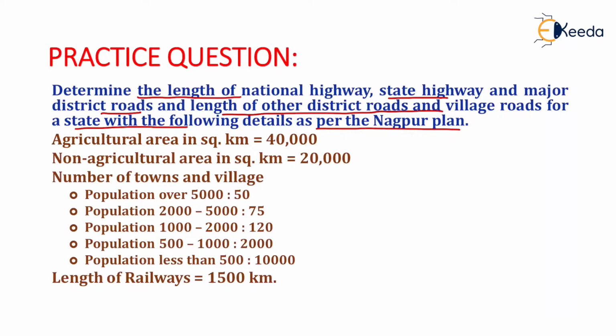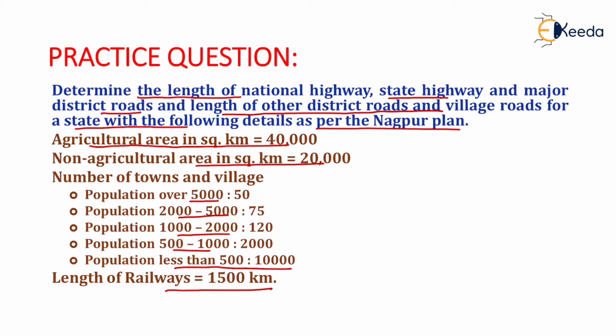The details are given as: agricultural area is 40,000 square kilometer, non-agricultural area is 20,000 square kilometer, number of towns and villages having population over 5,000 is 50, having population between 2,000 to 5,000 is 75, having population between 1000 to 2000 is 120, population between 500 to 1000 is 2000, and number of towns and villages having population less than 500 is 10,000, and the length of railway is 1500 kilometer.